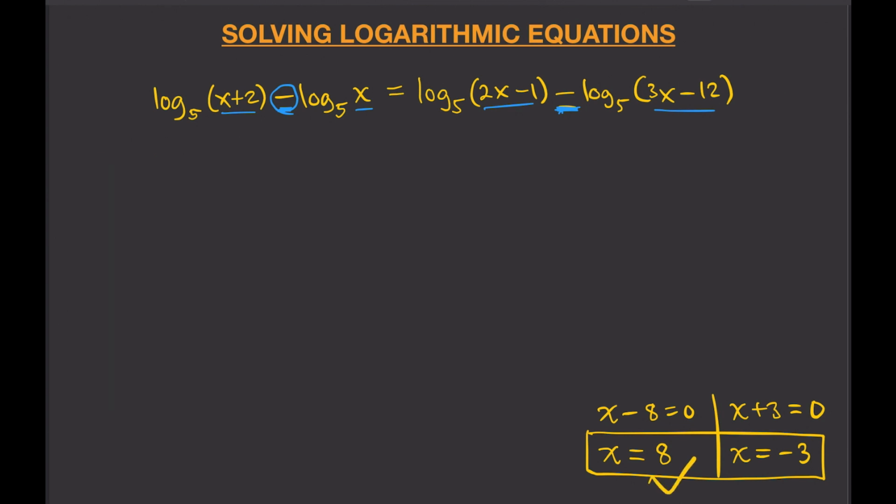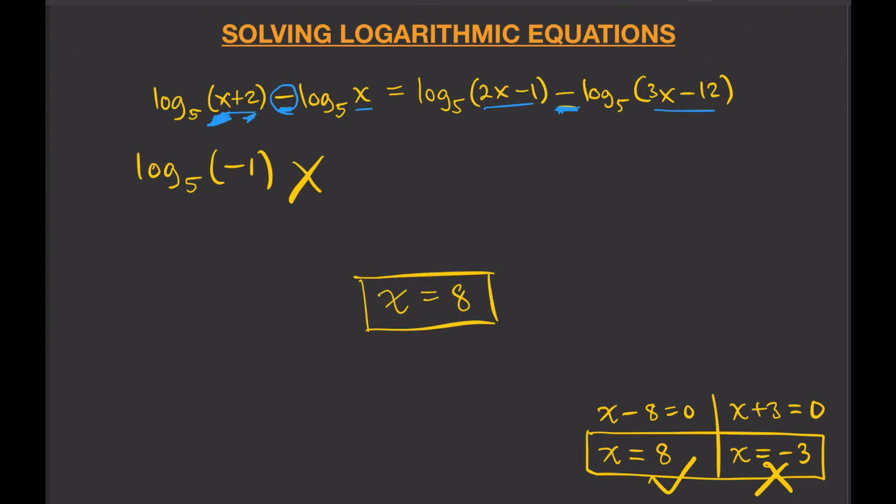Now, let's try it with negative 3. So we plug in negative 3 for x. So that's going to be log base 5 of negative 3 plus 2 is negative 1. And right off the bat, again, we have a logarithm of negative 1. So you don't need to proceed further. The fact that you've got a logarithm of a negative number means that that is not a solution, because that is undefined. And so we only have x equals 8 as a solution.